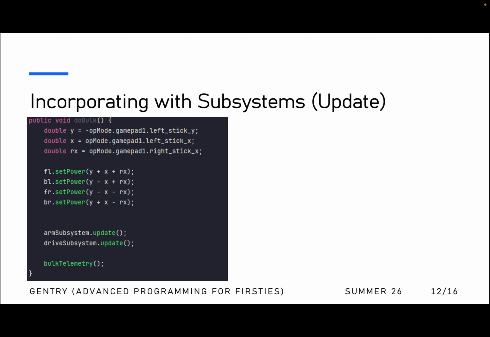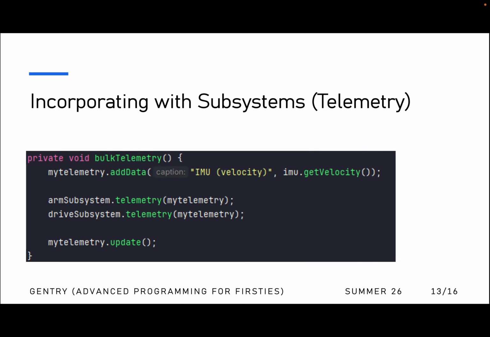So for the next part, we have these nice two methods for our arm subsystem and drive subsystem where we will update them. That's all we need to do. We just tell it to update. And every loop, it will go through the update method that we've defined inside of our arm subsystem and drive subsystem, and it will update them. That's all we need to do there. For bulk telemetry, we have this nice telemetry method in our arm subsystem and drive subsystem, and we pass in our new telemetry methods right here and here. That's all we need to do. Now we have our subsystems telemetry from both of them.